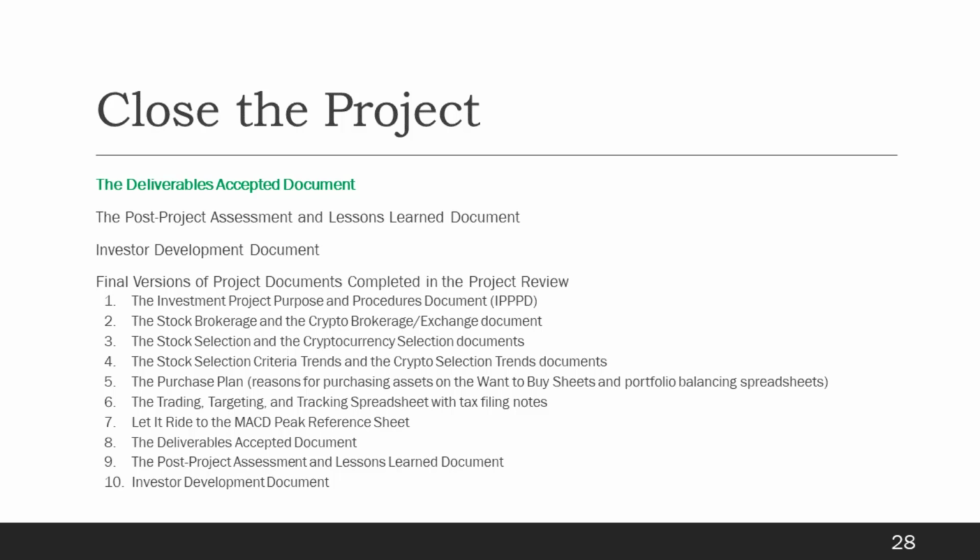When that last trade is made, it would be in order to create a deliverables accepted document for signatures by you, the project manager, and yes, a second signature by you, the sponsor of the investment project. Or maybe you and your spouse, the sponsors of the investment project, where your spouse has let you manage the money. The body of the deliverables accepted document would be the trading, targeting, and tracking spreadsheets, closed positions with actual individual and total money made versus planned.